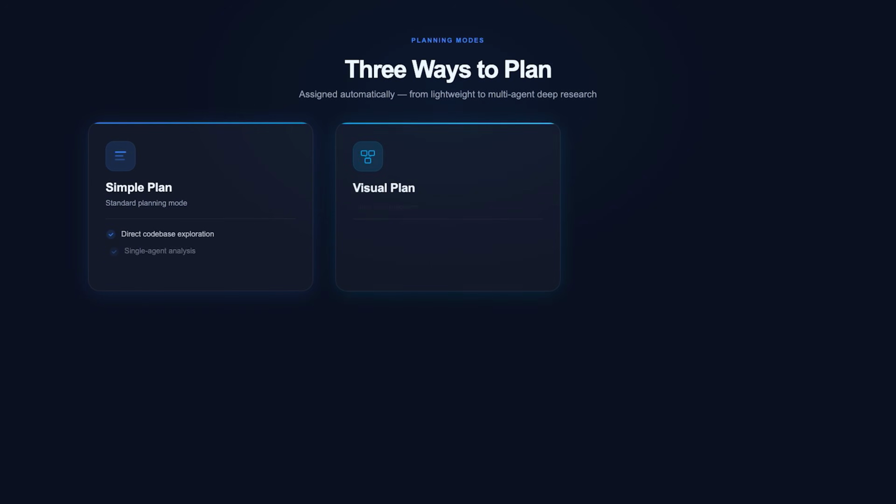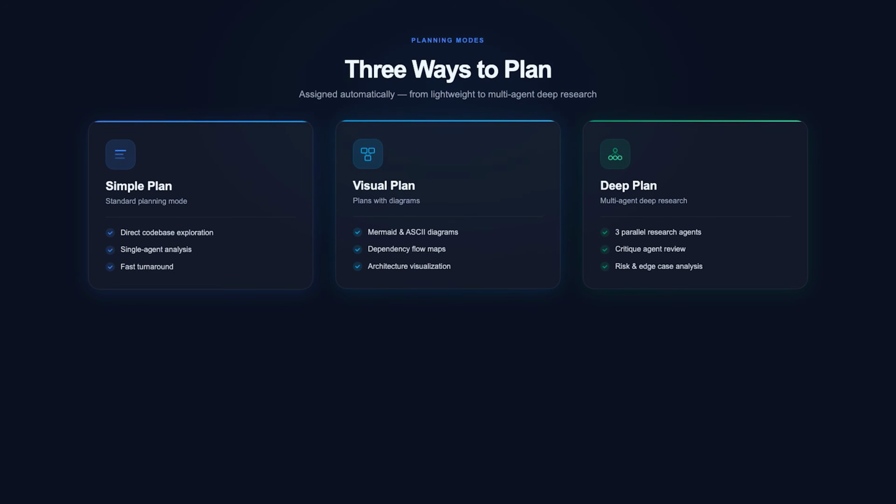Ultraplan actually has 3 different planning modes running under the hood. You don't get to actually pick which one that you want to use. Anthropic is currently assigning them through A/B testing on their side, but it's at least worth knowing what they are. So Simple Plan is the lightweight version. It's basically what you're doing already in your terminal. It uses standard tools, reads files, searches code, and produces a straightforward implementation plan. It doesn't use any sub-agents or fancy orchestration, and it's good for smaller, more contained tasks.